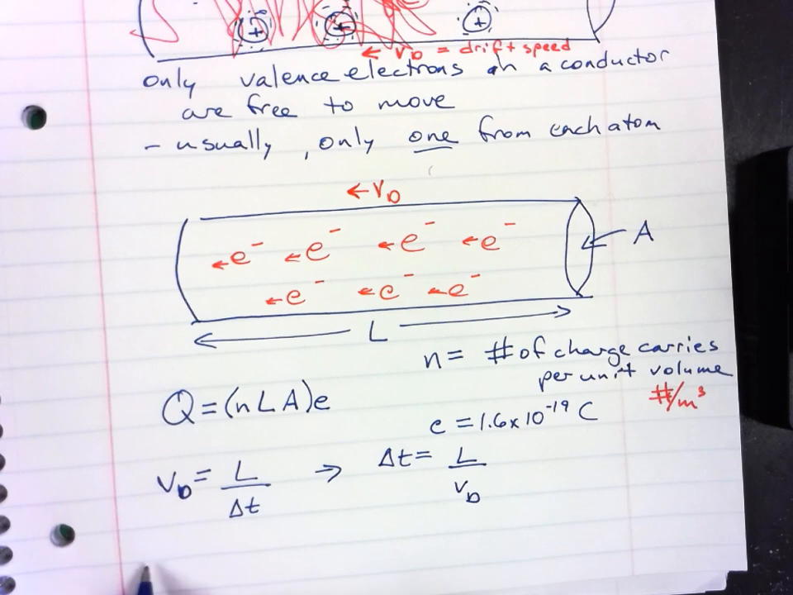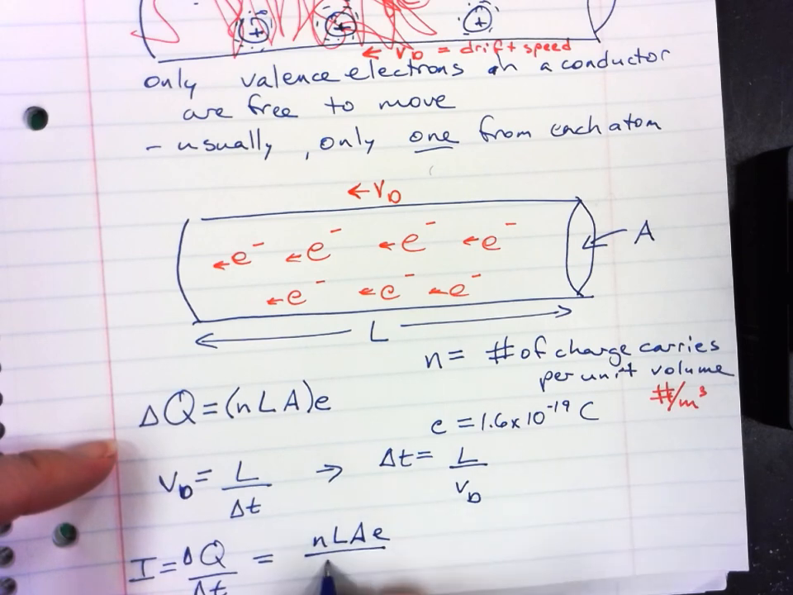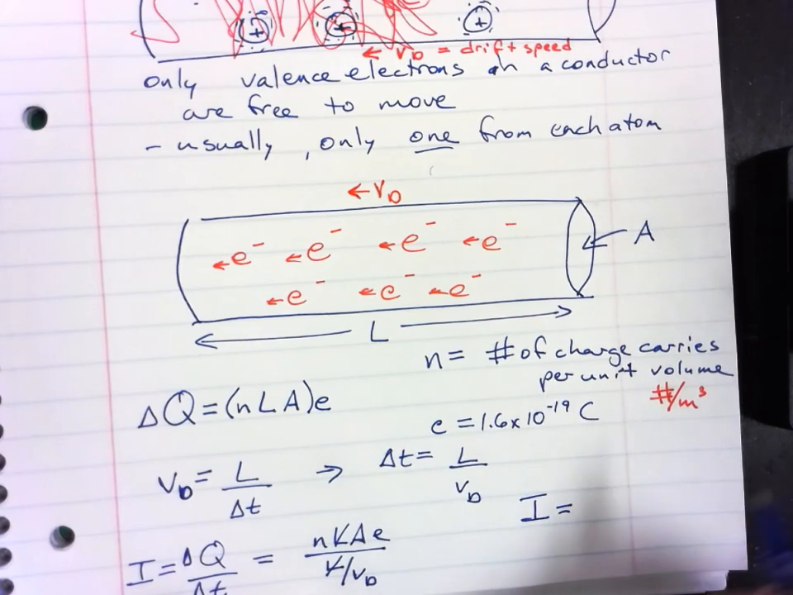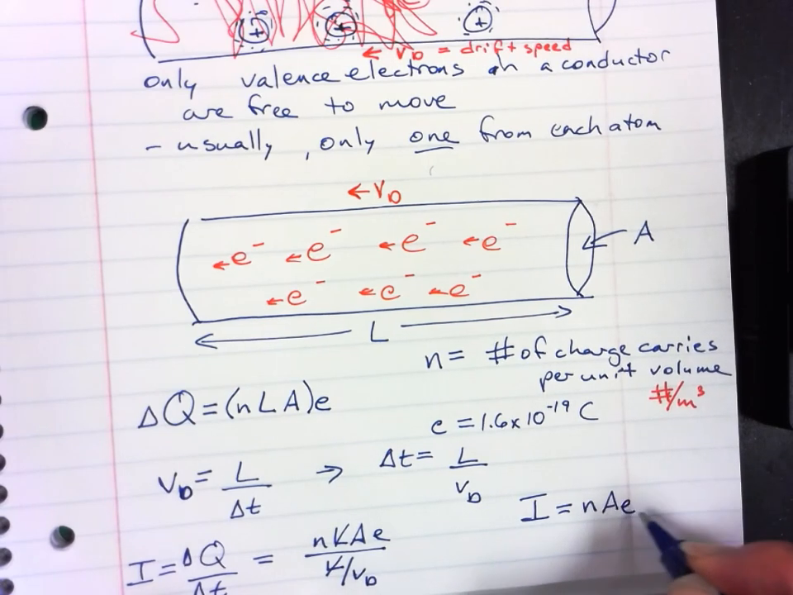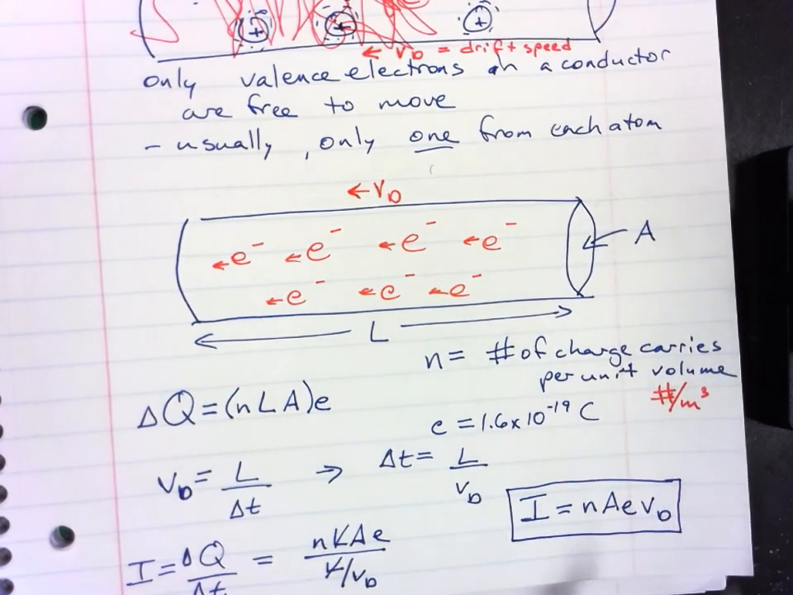So now we can put them together. I is equal to, really should have deltas on here, delta Q over delta T. So NLAE over L over drift velocity. So the L's cancel, and I have a division by drift velocity, so that comes up to the numerator. So I have my final answer. I equals N A E V_D.